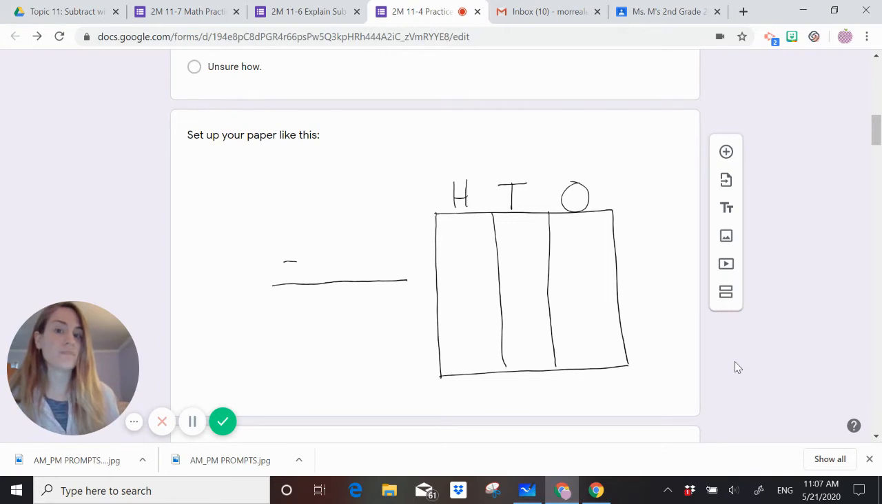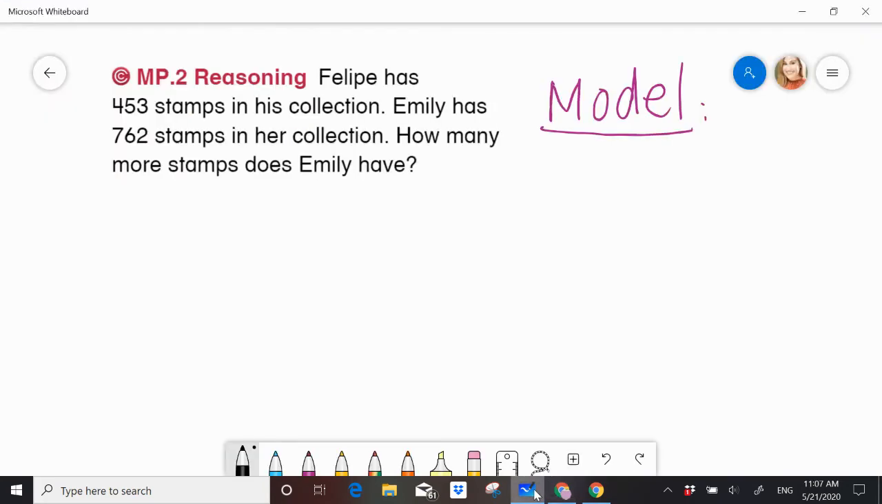Pause the video. If you're ready to continue and you have your paper all set up, we are going to take a look at our word problem for today. So here we go. Reasoning. We're going to be using our reasoning skills today. Philippe has 453 stamps in his collection. Emily has 762 stamps in her collection. How many more stamps does Emily have than Philippe?